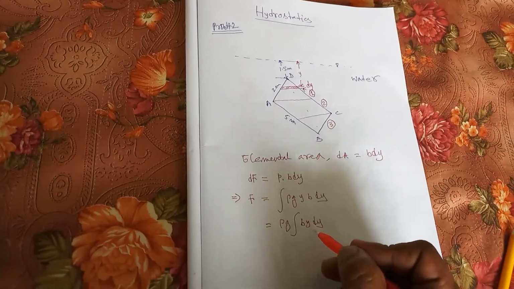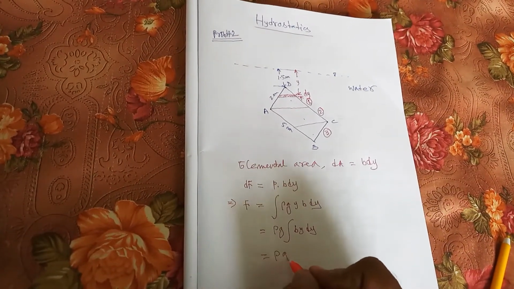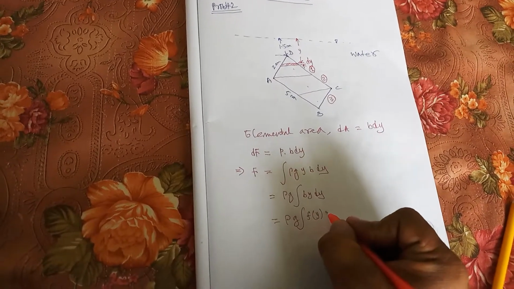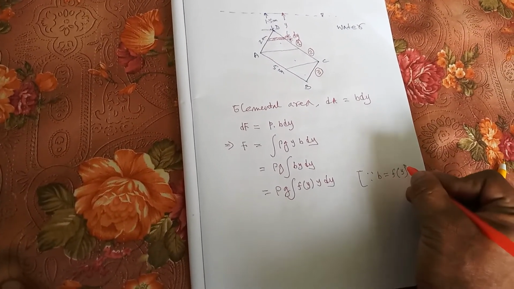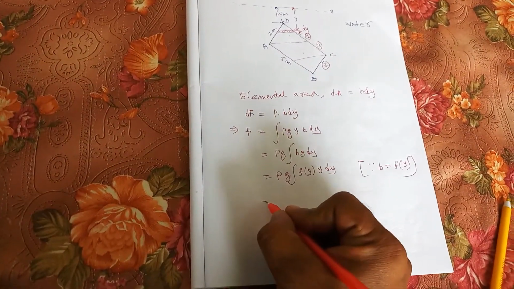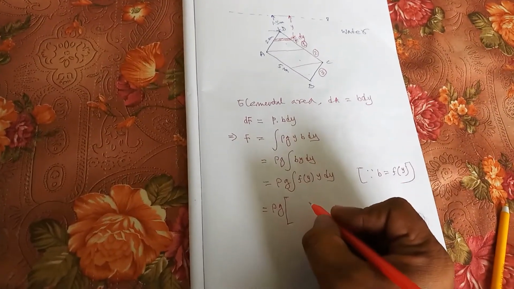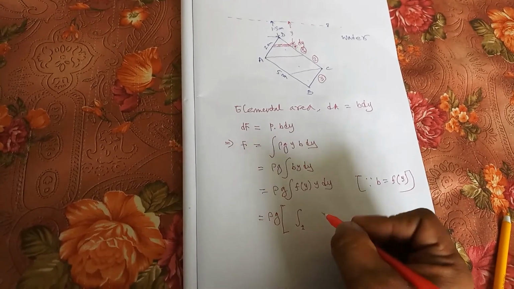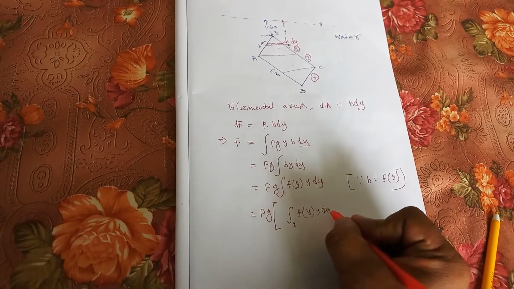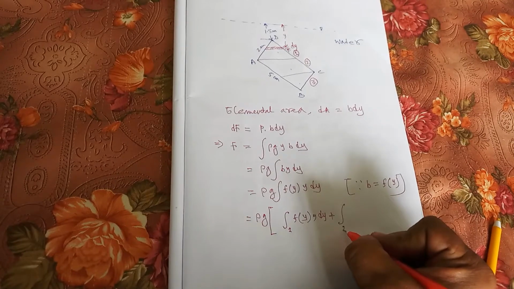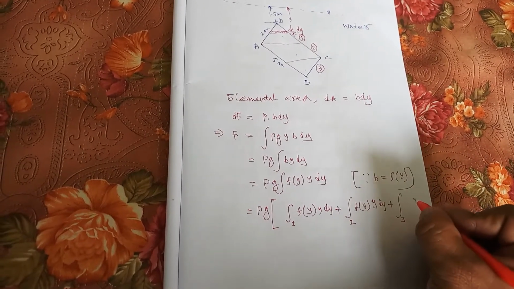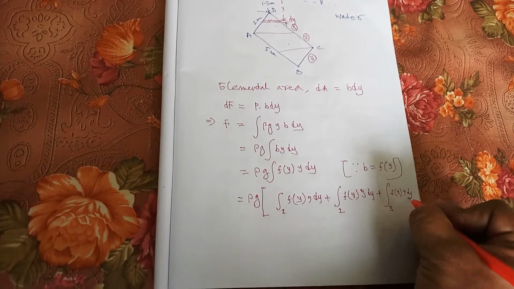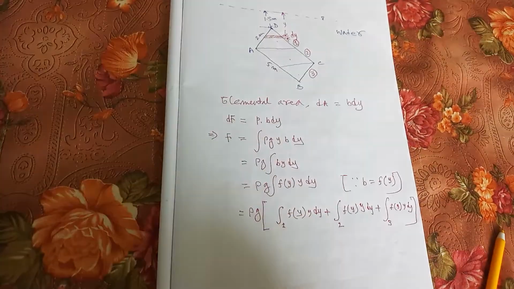Since B is a variable, we can write rho g integration of F(y) into y dy. Here B is written as a function of y. Then for three parts you have to integrate this way. For triangle number 1, I am writing 1 to denote triangle number 1: integral of F(y) y dy, plus for the parallelogram, denoted by 2, integral of F(y) y dy, plus for triangle number 3, again integral of F(y) y dy. Now for each case we have to find out that F(y).